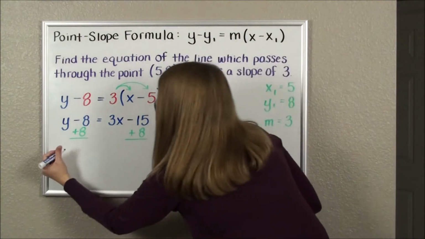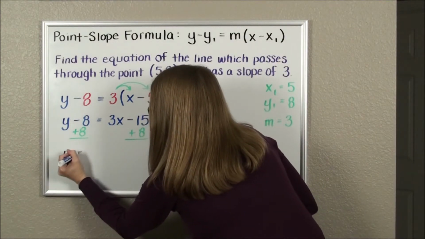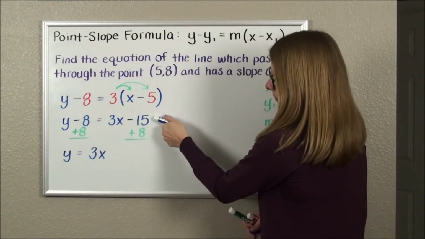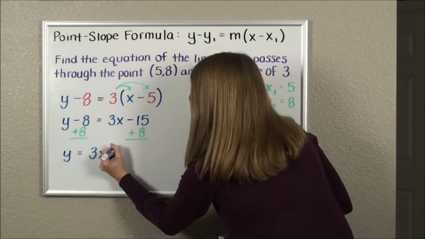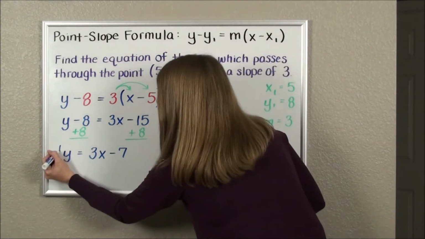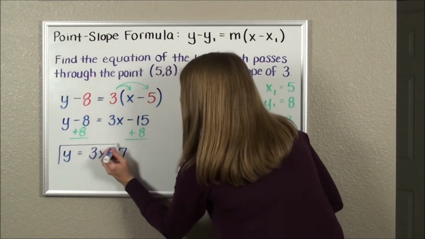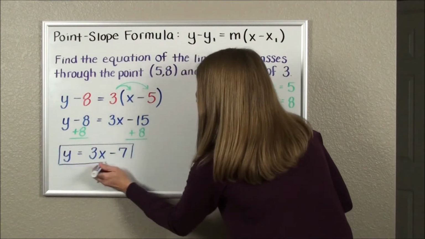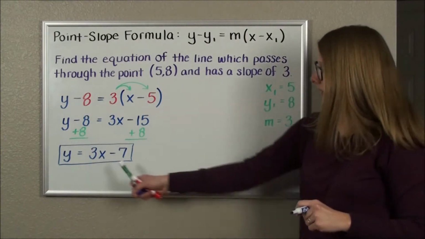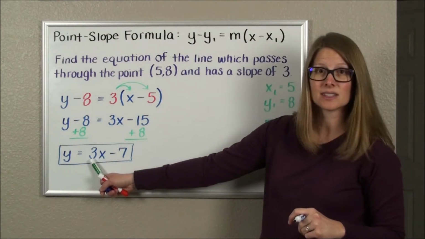We wind up with y equals 3x, which was still on the right side, but now negative 15 plus 8 will give us negative 7. And that is our slope-intercept form of the equation of the line that passes through the point (5, 8) and also has a slope of 3. In fact, looking at the equation, you can see that the slope here is 3.